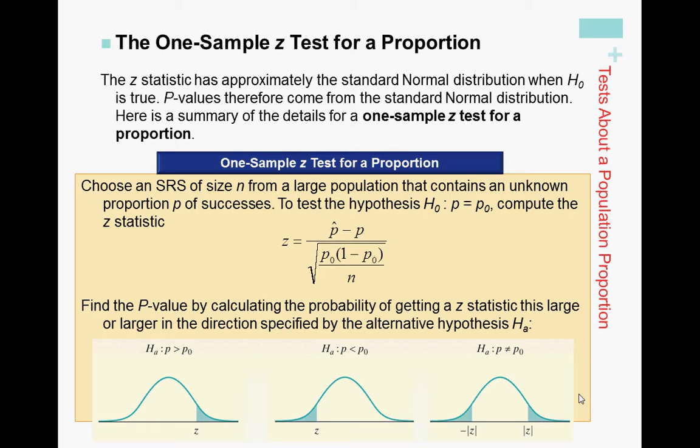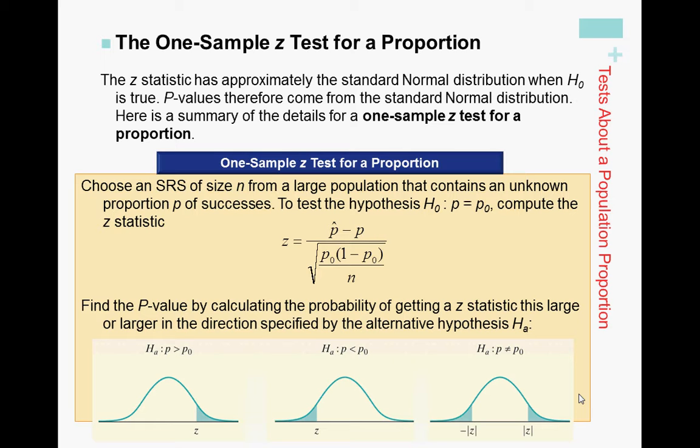And then find the p-value by calculating the probability of getting a z-statistic this large or larger in the direction specified by the alternative hypothesis. So you can see in those pictures, the greater than makes sense. You look for the area greater than that z-score. Less than, you look for it less than that z-score.